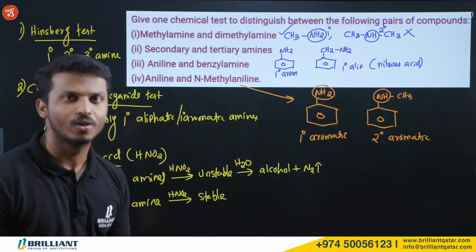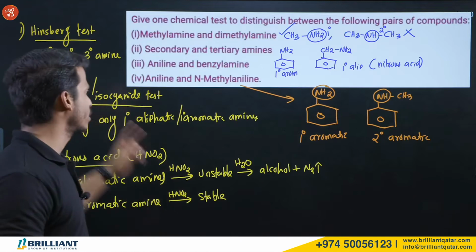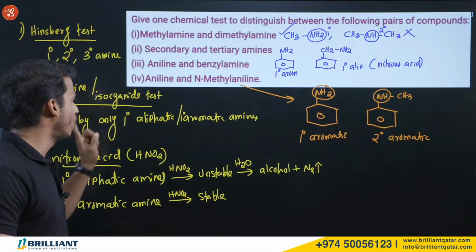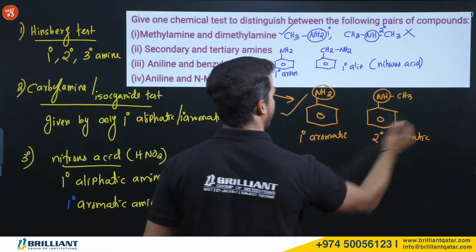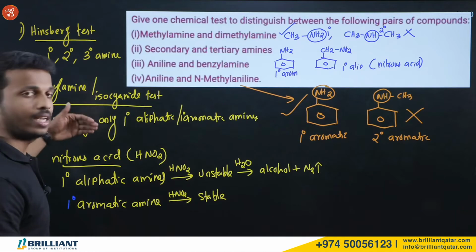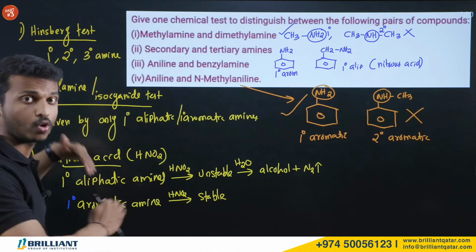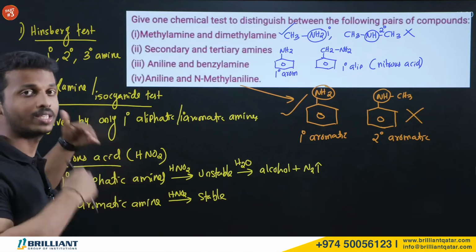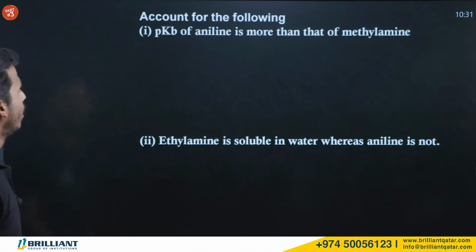Can we use the carbylamine test? Yes, because the carbylamine test is given by only primary aliphatic and primary aromatic amines. So this one can give the carbylamine test, and that one can't. Okay, study very carefully. We can discuss in detail what the carbylamine test and Hinsberg test are. This is just to identify which compounds can give them or not. What a test really is, with a chemical equation, we can study in the upcoming question.